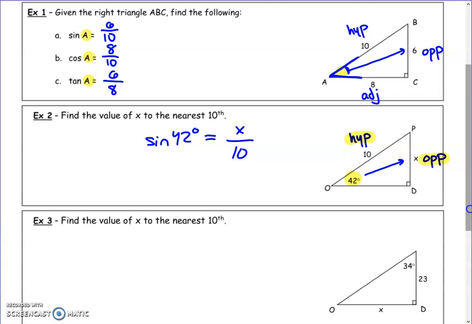And there's a saying, we'll show you a video in a few days once we get all these lessons done. In this type of equation, when x is up high, meaning the top of the fraction, multiply. So to solve this equation, we are going to multiply both sides by 10. That cancels over here and just gives me an x, and now I need to put 10 sine 42 into the calculator. So here's where we get the calculator involved.